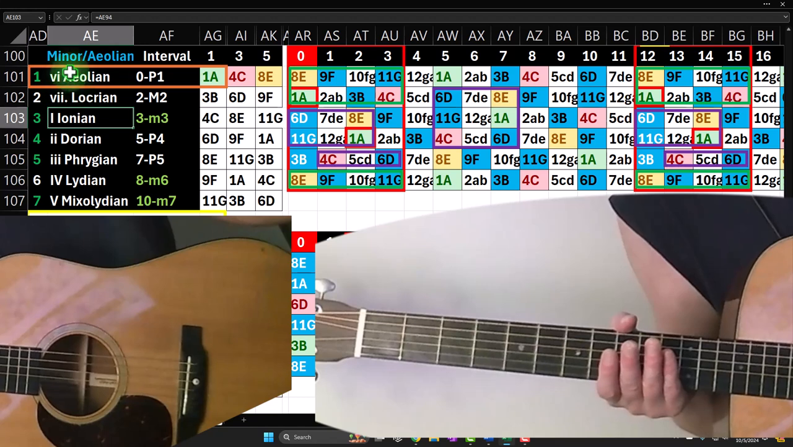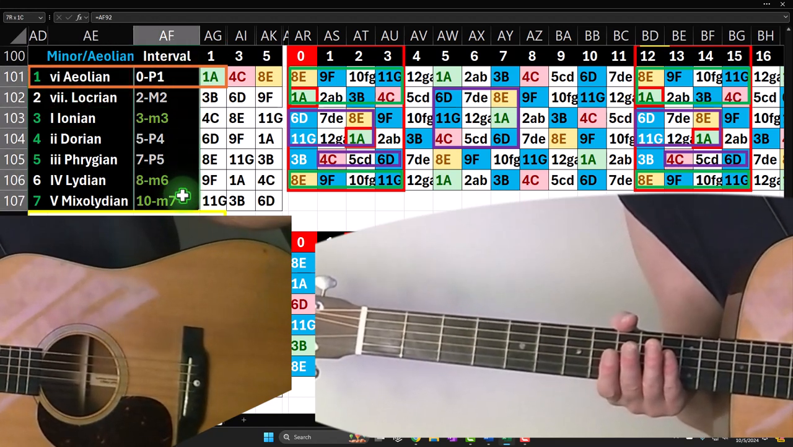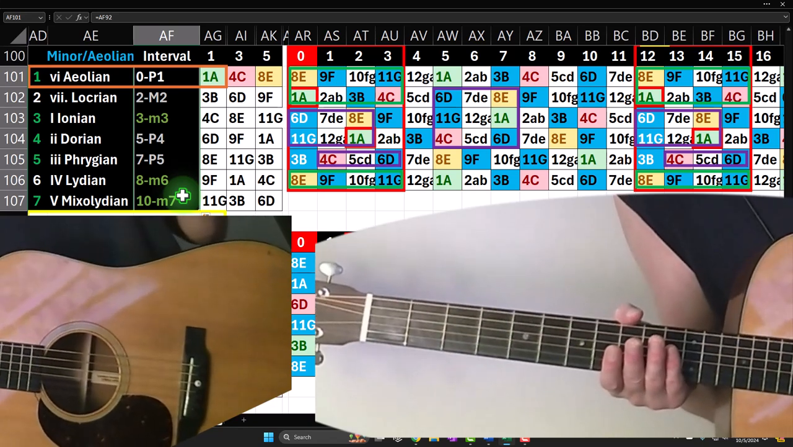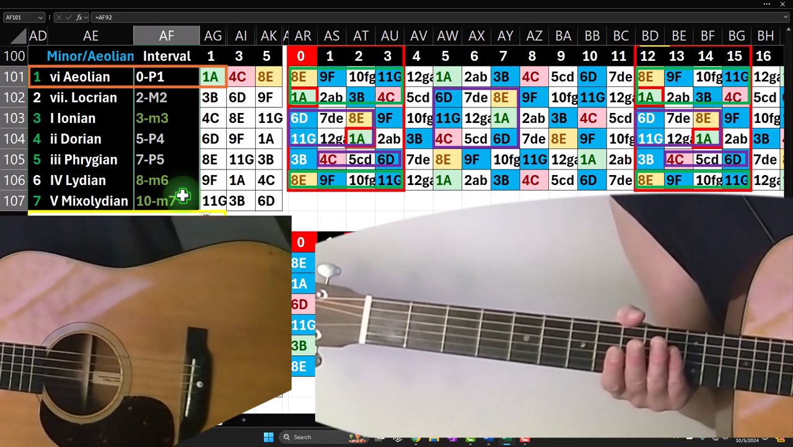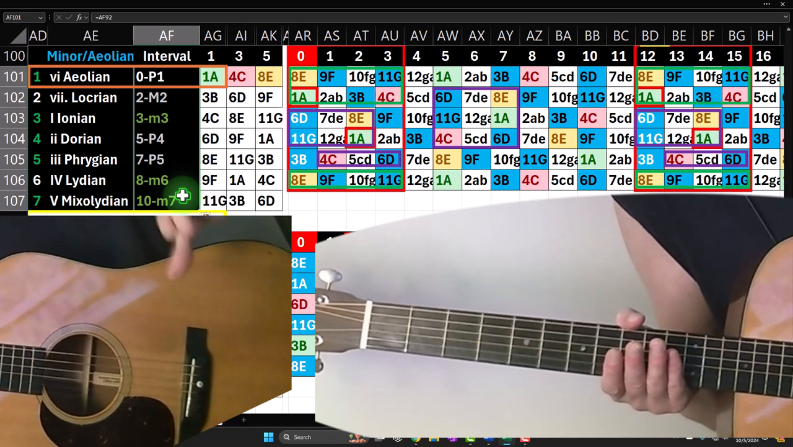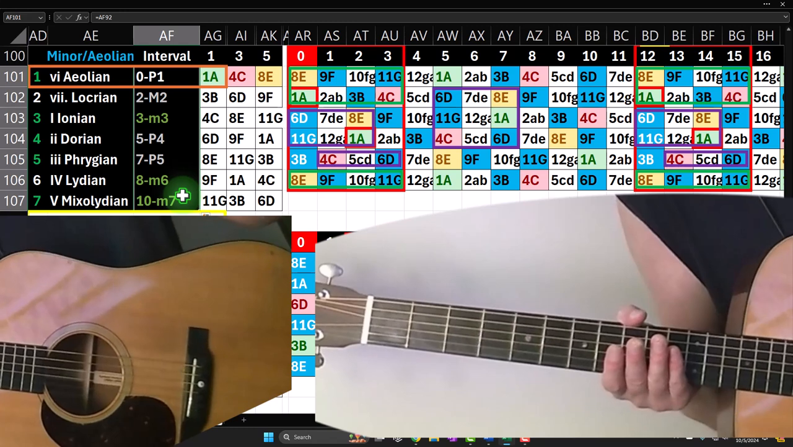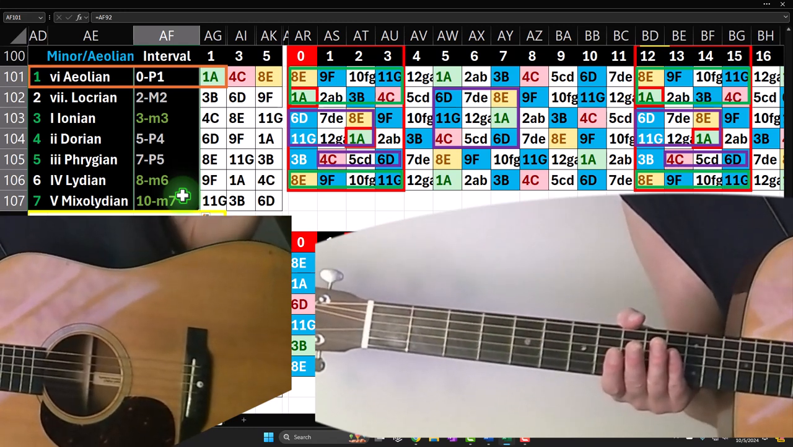Then we're going to look at the intervals here, remembering that in the minor key, we want to basically memorize those intervals, because we can compare then the minor key to the other relative minor modes, which would be the Phrygian mode and the Dorian mode.